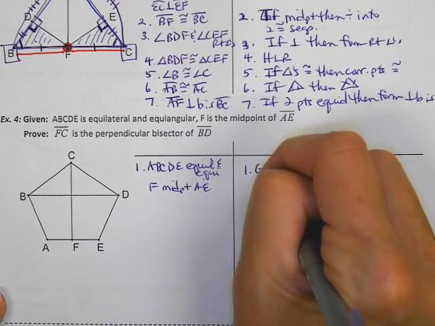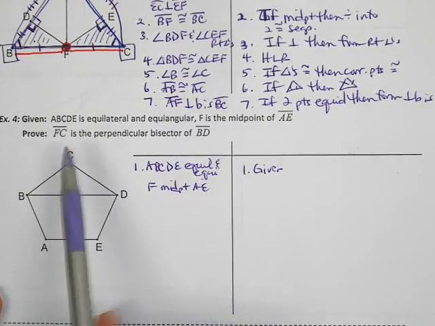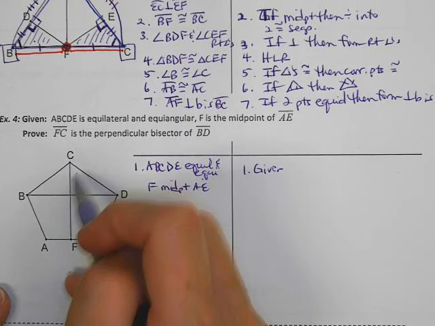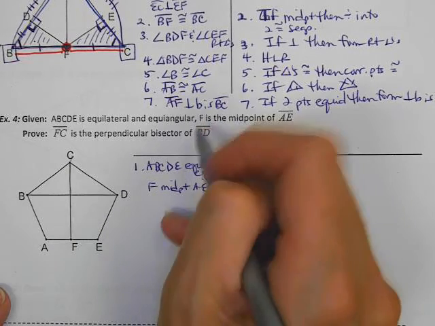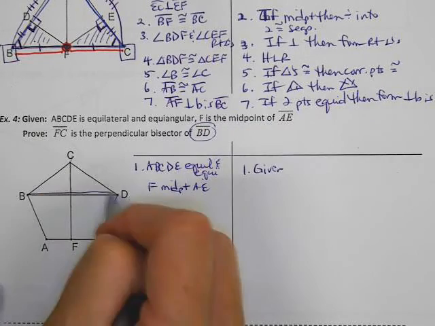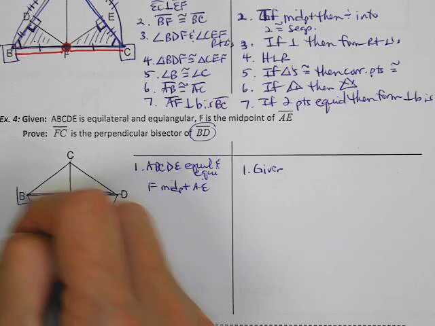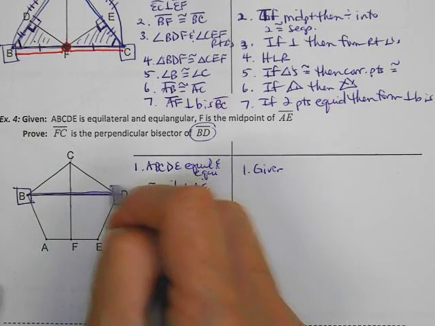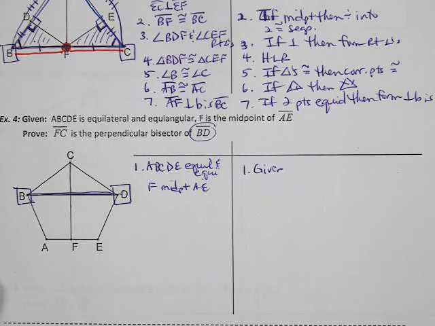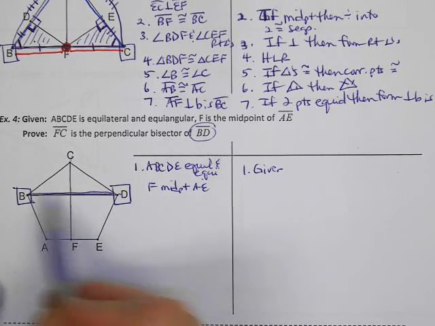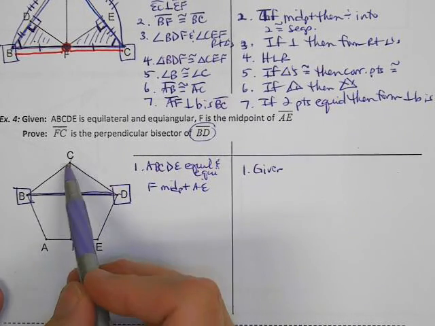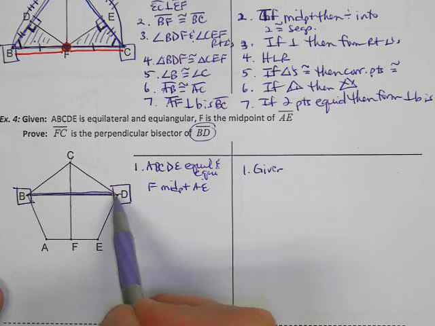Let's write that down for a minute. And then let's take a look at what we're trying to prove. I need FC to be the perpendicular bisector of BD. So here's my segment. I need points that are equidistant from B and D. Well, the only points I see that are even drawn in here that are equidistant: this point C has segments to B and D.